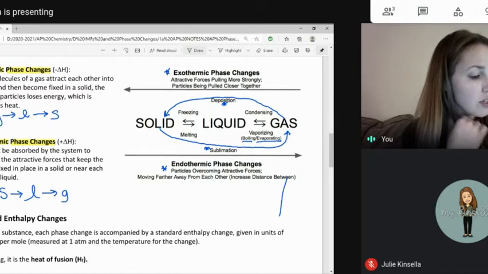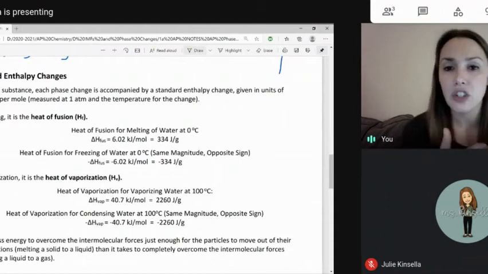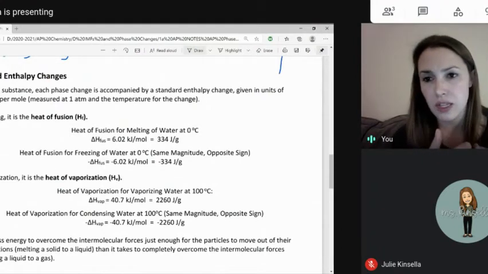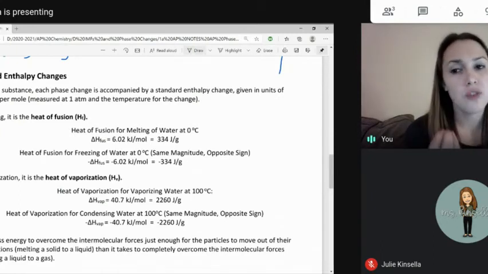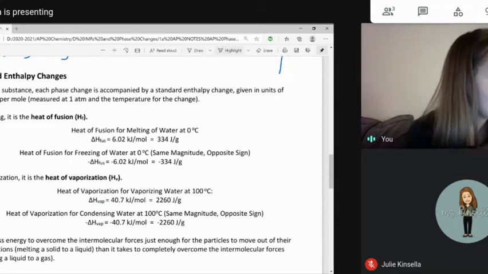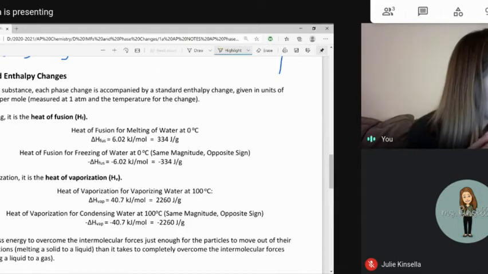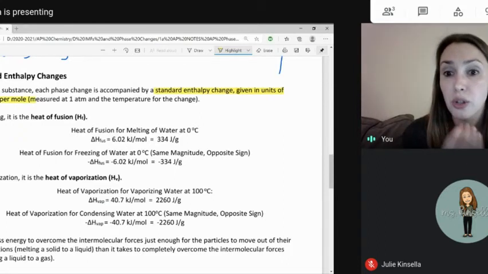All right, as we move into one last little part, it has to do with calculating energy that's involved with these different phase changes. We haven't talked about calorimetry yet, or specific heat, so that will come in. So we're just focusing on our phase changes right now. So for a pure substance, each phase change is accompanied by what we call a standard enthalpy change, which is sometimes given in units of kilojoules per mole, or you'll see joules per gram.